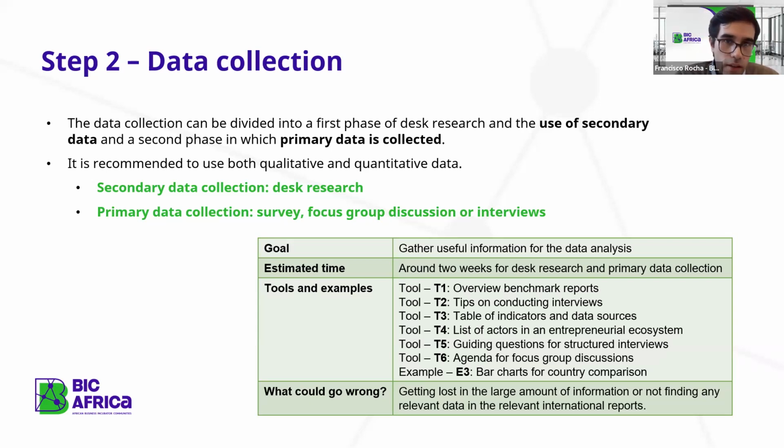As you see in the table, and summarizing what this step entails, the main goal is, of course, to gather all the information that you can on the ecosystem so that you can then analyze it in the next step. So this is, as I mentioned, one of the most important steps in the whole methodology. It's the one that takes most time to complete, and of course needs to be done according to what we have previously established in step 1.